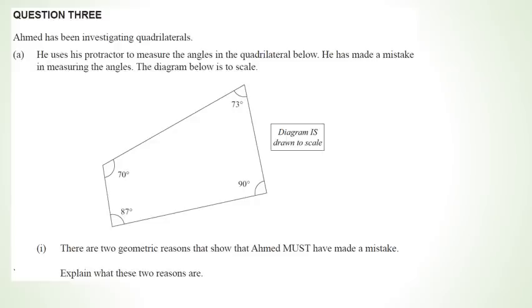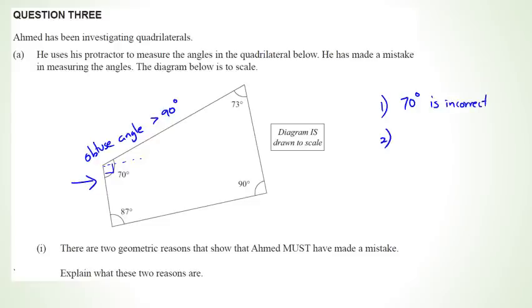Now the first reason you can look at is this one right here. If it's drawn to scale, you can't have 70 degrees like that, because this is an obtuse angle. An obtuse angle is bigger than 90 degrees. Now this doesn't make sense, because remember, 90 degrees is going to be here like that. So that's his first mistake. The first mistake is 70 degrees is incorrect.